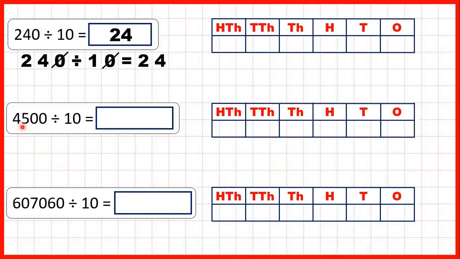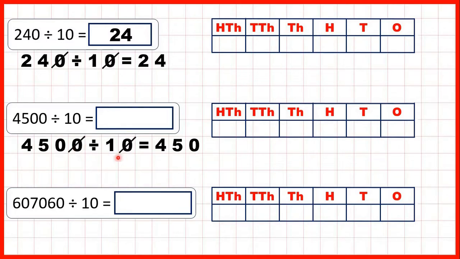Now we have 4,500 divided by 10. That's 450 because again we can cancel the end zeros, and then we have 450 divided by 1. It's important to understand that we can only cancel one end zero because in the number 10 we only have one end zero, so this zero here has to stay the same. Our answer is 450 because 4,500 divided by 10 gives us the same answer as 450 divided by 1.